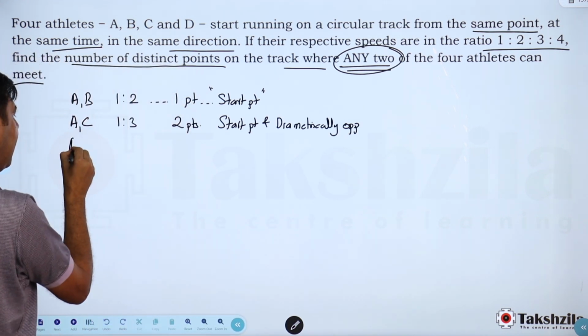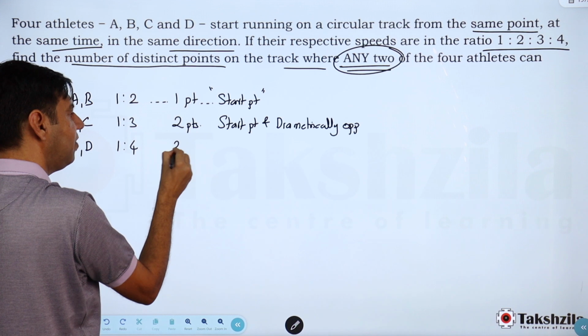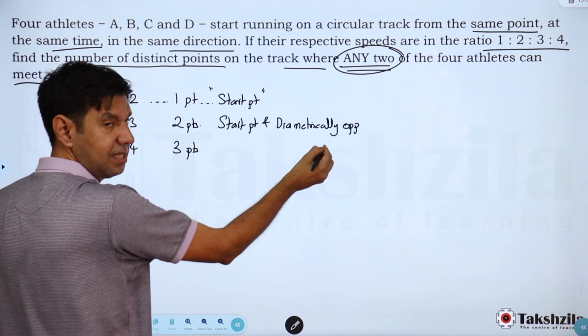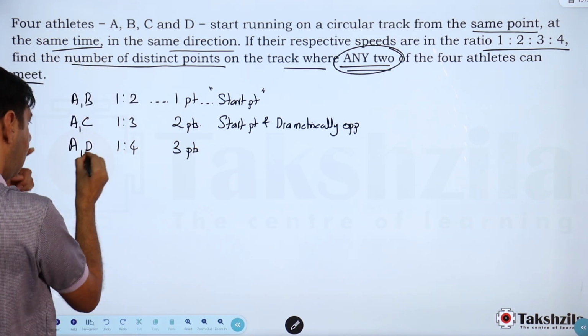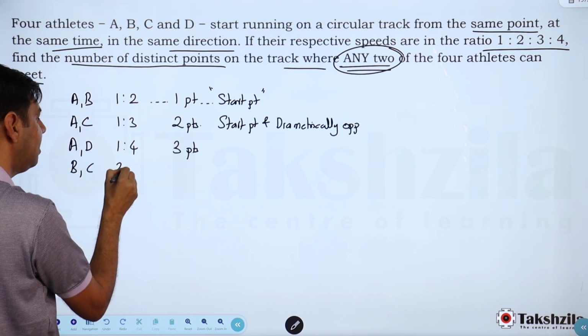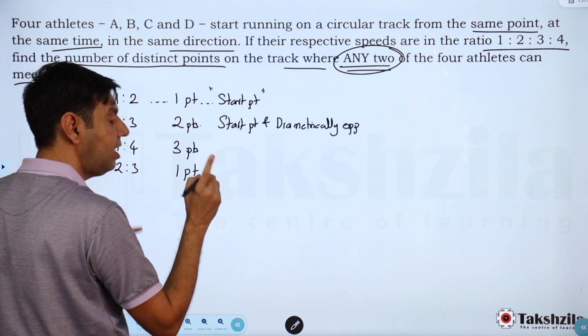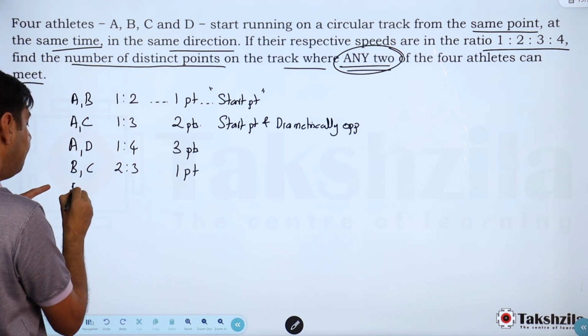And if I take A and D, the ratio of the speed is 1:4. So they will meet at 3 points. I'll explain the 3 points after some time. A is exhausted, so I'll start with BC. BC, the ratio is 2:3. So BC will also meet at only 1 point. That is the start. B and D.